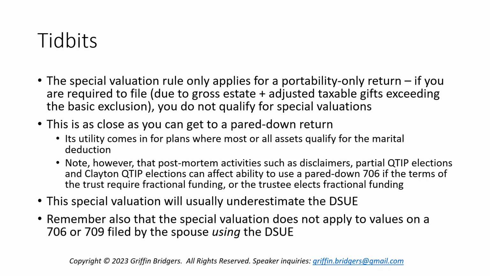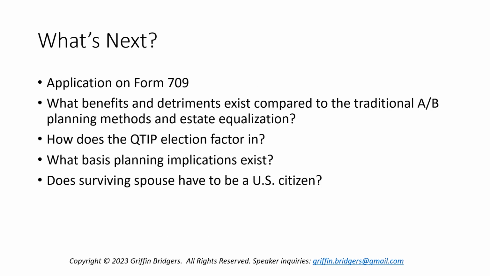Also, keep in mind, too, that this special valuation rule is typically going to underestimate the DSUE, so you're going to end up with not necessarily an accurate amount of what you can use. And this special valuation isn't going to apply to the actual use of the DSUE by the surviving spouse. So when they file a 706 or 709 to apply the DSUE as applicable credit, you're still going to have to report asset values in full.